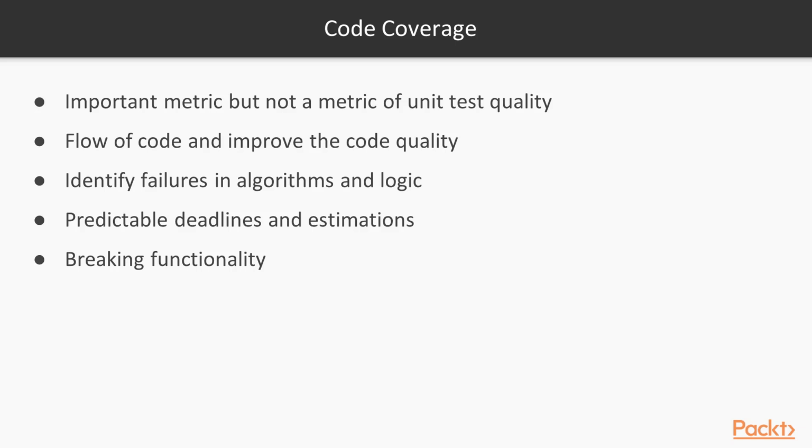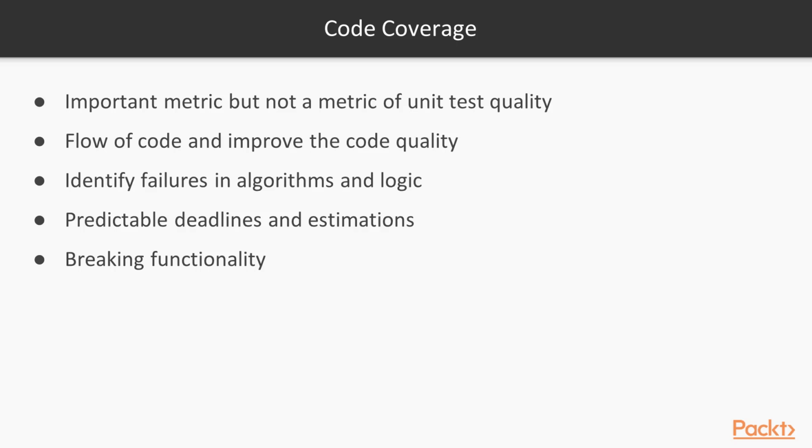Code coverage is a very important metric and helps a lot to understand the code flow and what needs to be tested, but it is not a metric of unit test quality. This is not a metric of good code quality. You can have your code 100% covered just because you call all your functions in your testing code, but if your assertions are wrong, the code might be wrong as well.